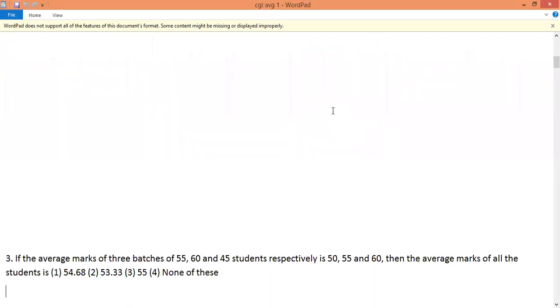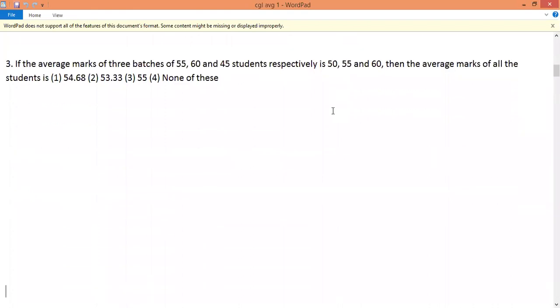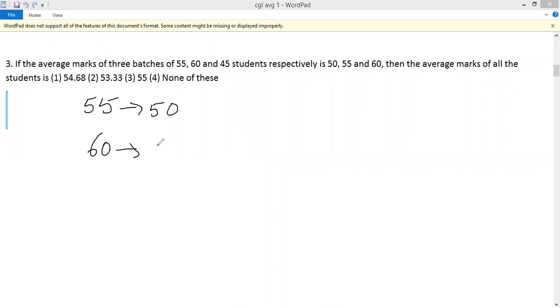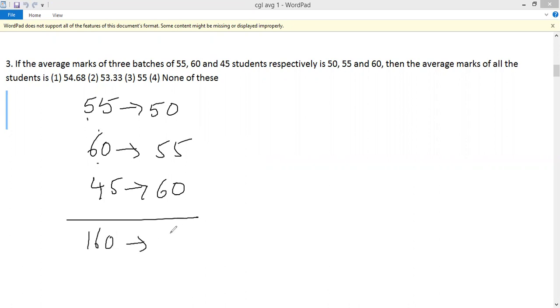Next question. The average marks of a batch of students: 55 students, average is 50. 60 students, average is 55. 45 students, average is 60. See here, what is the average of all these? How many numbers? 55, 45, 100, 160. What is the total average?